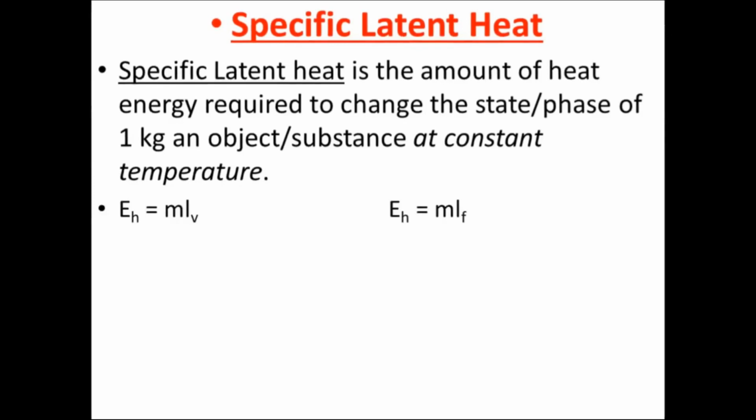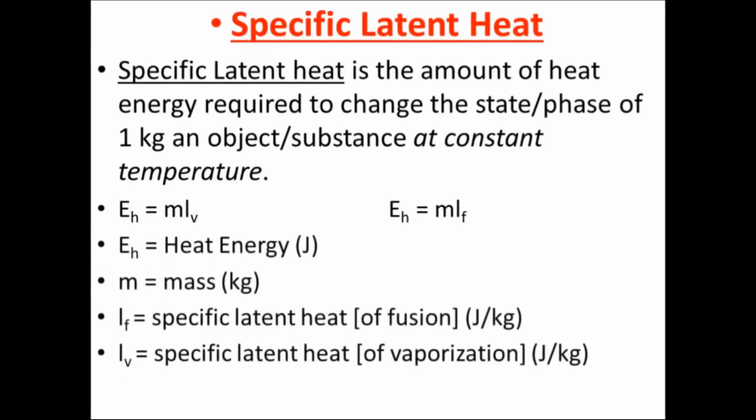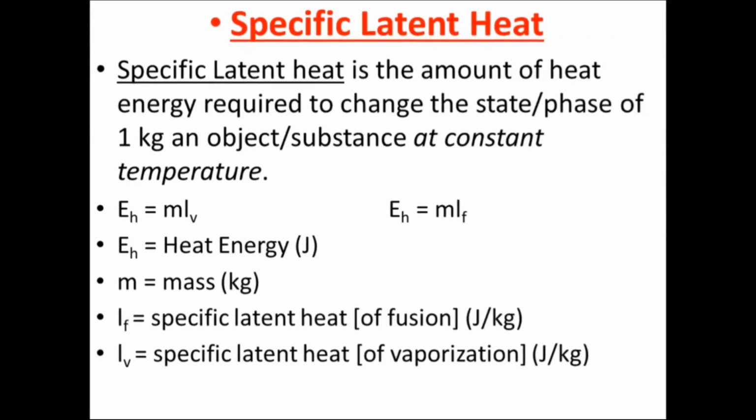So our formula for specific latent heat is E sub H is equal to mL sub V, or E sub H is equal to mL sub F, where we know E sub H is the heat energy measured in joules, m is the mass measured in kilograms, and L sub F is the specific latent heat of fusion measured in joules per kilogram, and L sub V is the specific latent heat of vaporization, also measured in joules per kilogram.